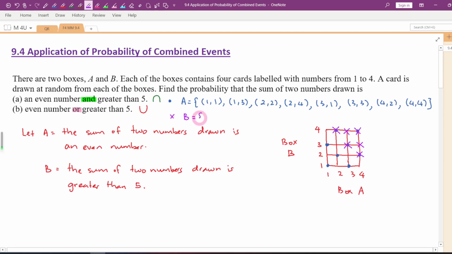Let me write down all the combination first. So we have 2, 4, 3, 3, 3, 4, and 4, 2, 4, 3, and the last one will be 4, 4. Okay, now let's look at part A.